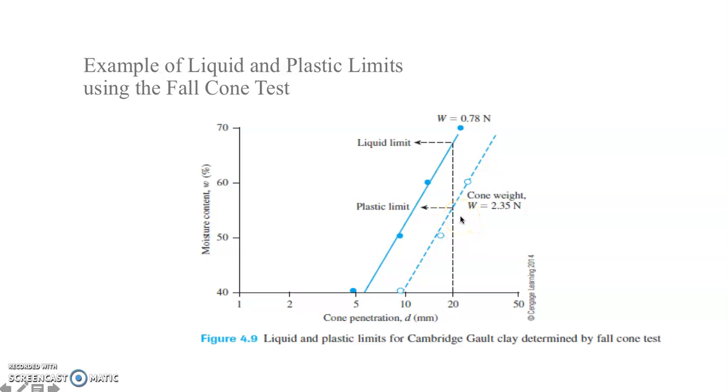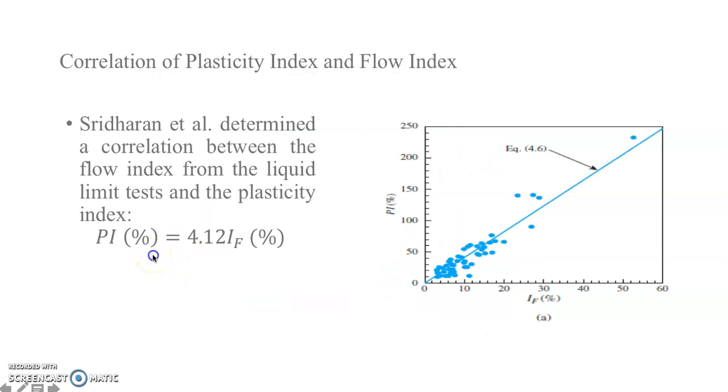The only difference between the liquid limit and the plastic limit using the fall cone method is the weight of the cone that you're going to drop. In the liquid limit, it is lighter in weight compared to the plastic limit. On the liquid limit using the fall cone method, the cone is 0.78 Newton. However, on the plastic limit, the cone is heavier, which has a weight of 2.35 Newton. It's the only difference, the weight of the cone that you're going to drop on the soil sample. But the procedure and the standard depth of penetration are the same.